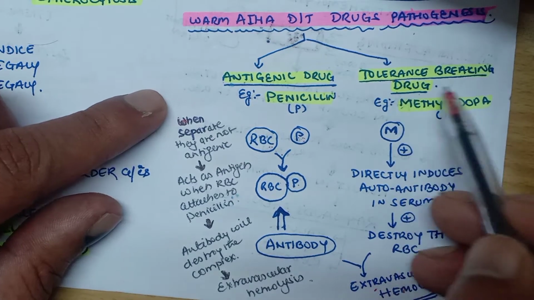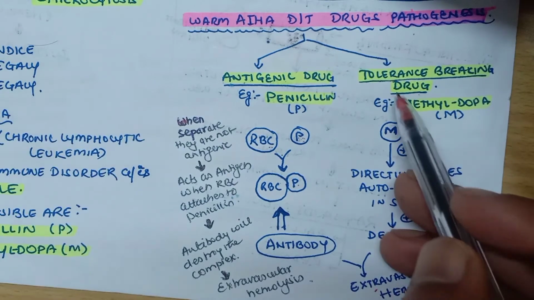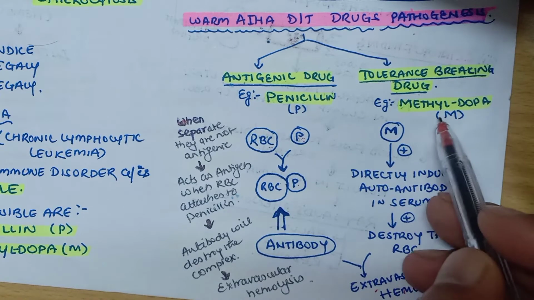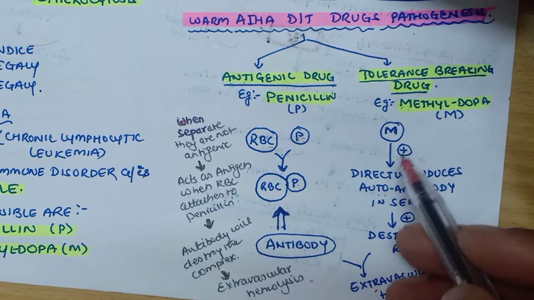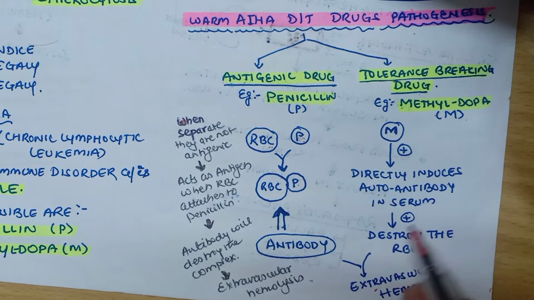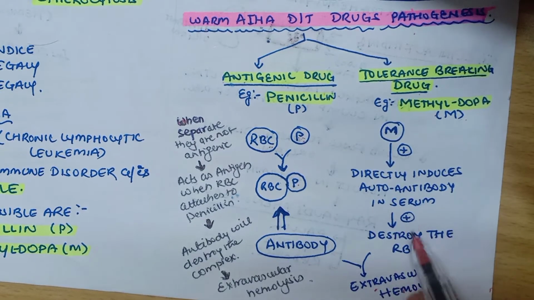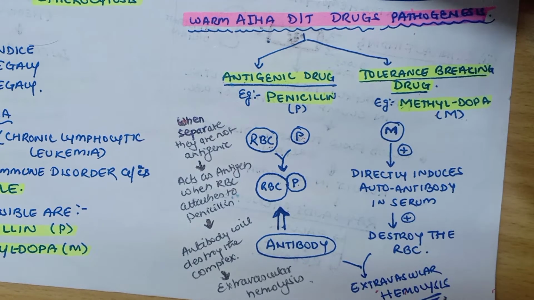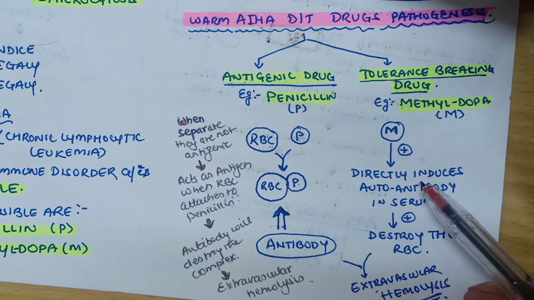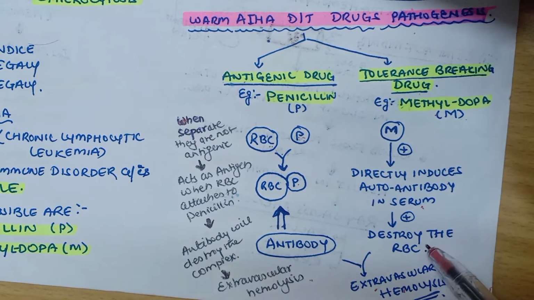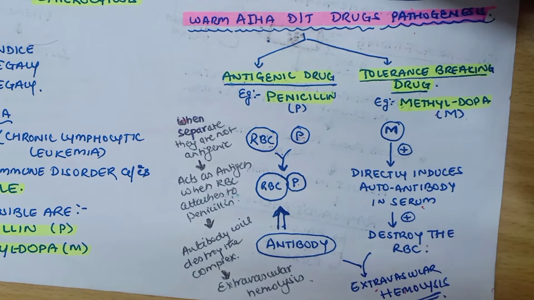Now coming to tolerance breaking drug. The example is methyl-dopa. Let's denote it as M. Methyl-dopa will directly induce the autoantibody in the serum, and this will destroy the RBC, resulting in extravascular hemolysis. Now we'll talk about cold autoimmune hemolytic anemia.